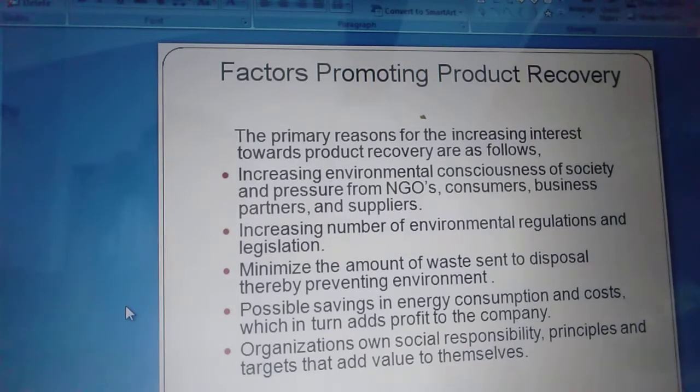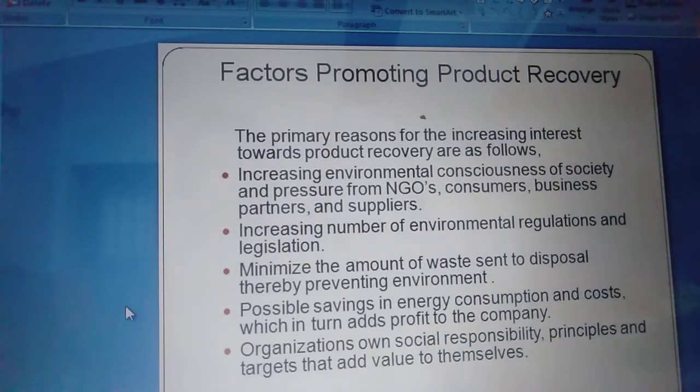What are those factors? The increasing environmental consciousness of society and pressure from NGOs, that is, non-government organizations, consumers, business partners and suppliers. So because of these also you have to take care of this.